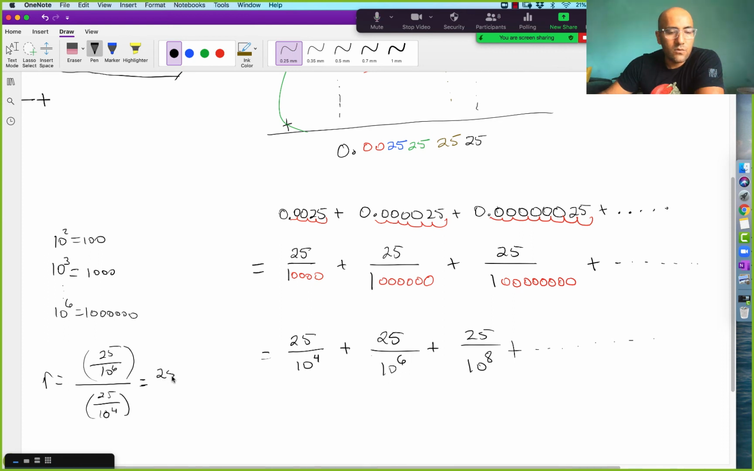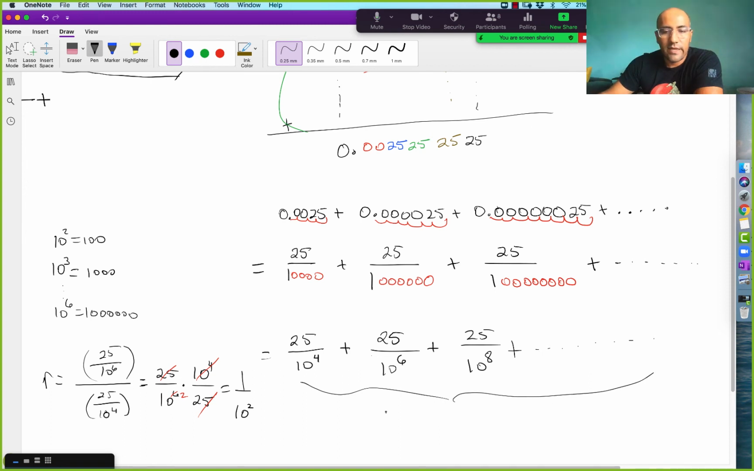25 over 10 to the power of 6 times the reciprocal of the denominator, which would be 10 to the power of 4 divided by 25. And now this cancels with that, and this reduces with that. So the whole thing just equals 1 over 10 squared. Good. So that's what this is. This is a geometric series, goes on forever. I want to find that infinite series.